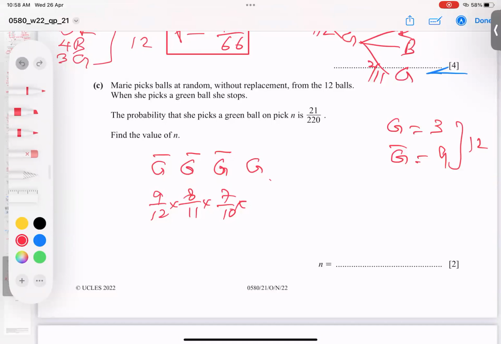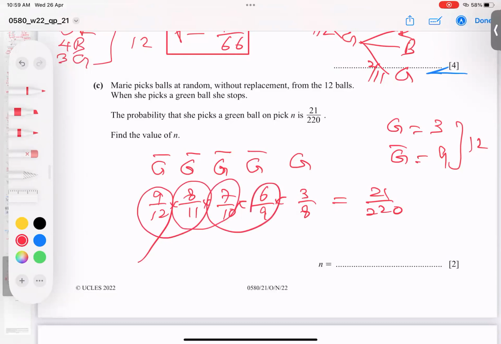Again, I talk about not green. It means 1 less and 1 less: 9, 8, 7, then 6, and 12, 11, 10, 9. Then green comes, so this is 3 out of 8. How 3? Because green are 3. I hope it is clear. And this gives you the answer 21 over 220. So attempt number 1, attempt number 2, third, 4th, and 5th. So n is 5.